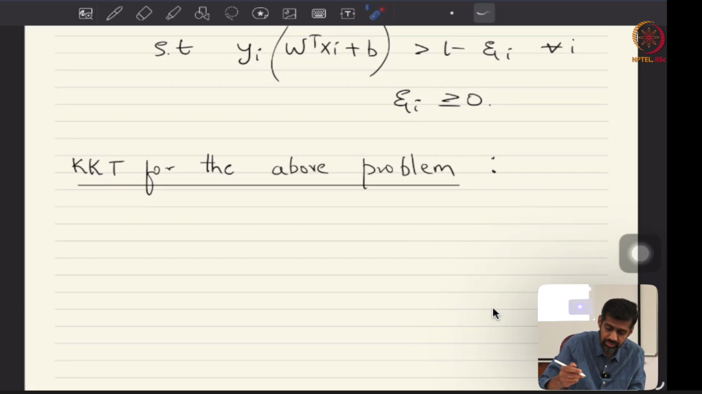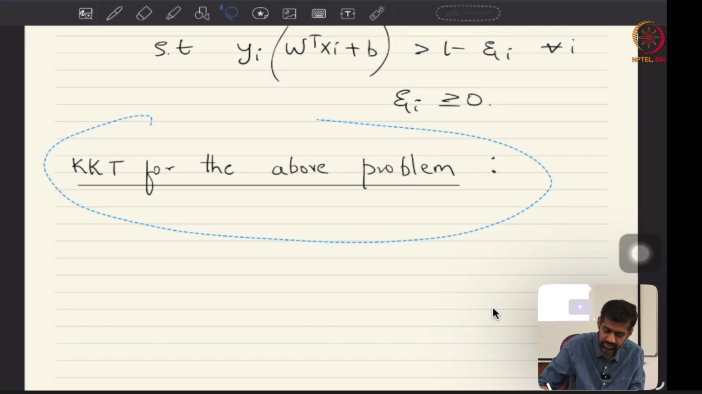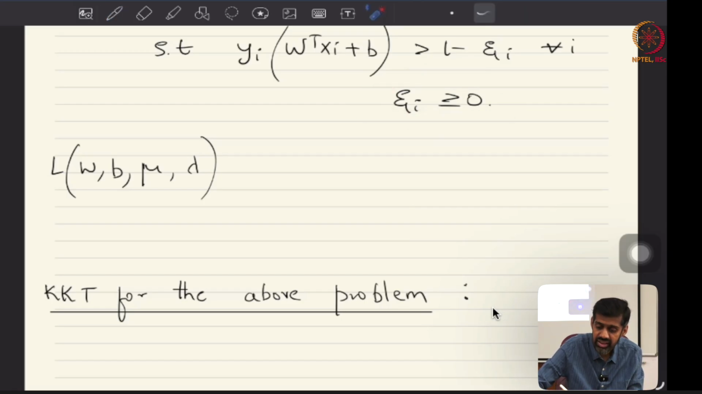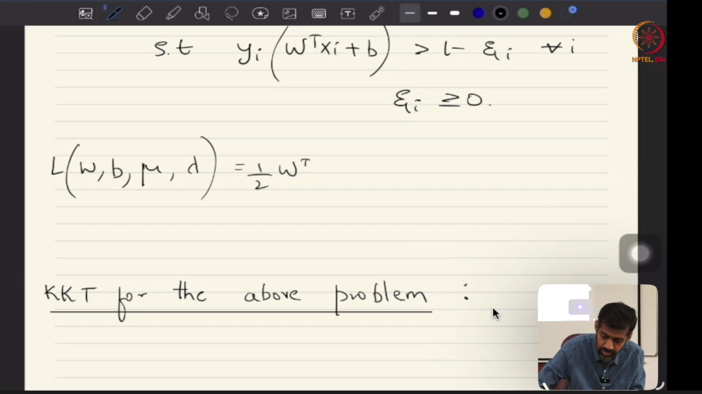Now, before we write the KKT, we will have to write the Lagrangian for the above problem, right. So, now the Lagrangian will be a function of W, b, Lagrange multipliers mu, and there will be another Lagrange multiplier lambda for this particular constraint. So, there are two constraints here.